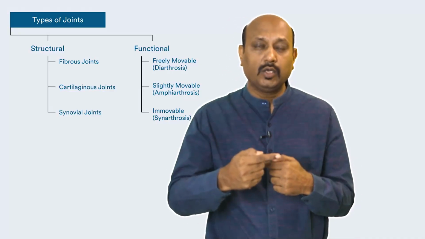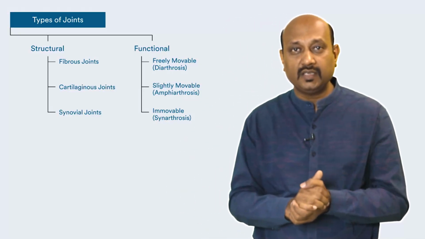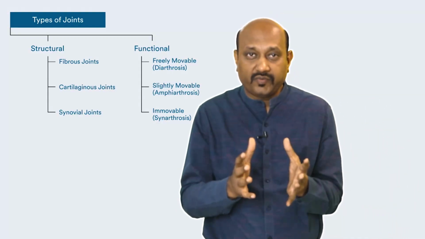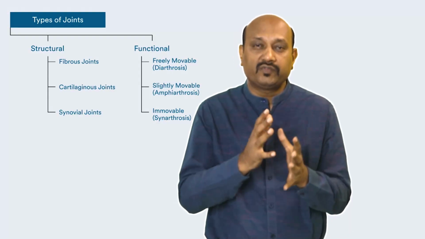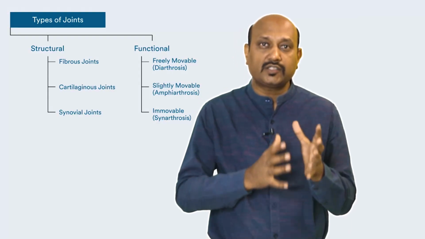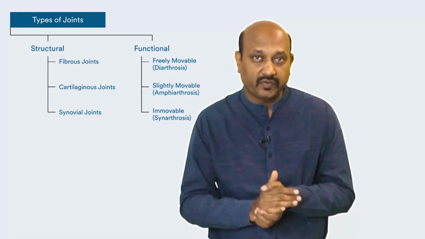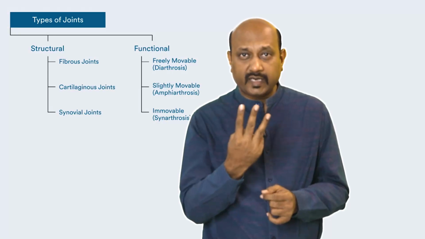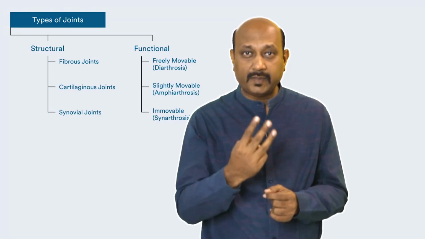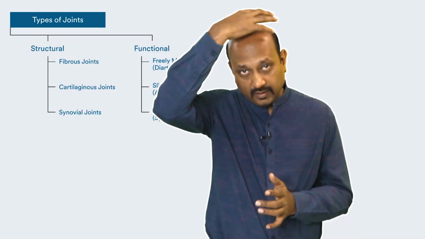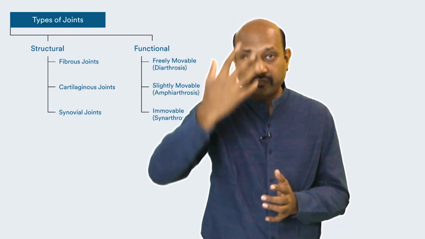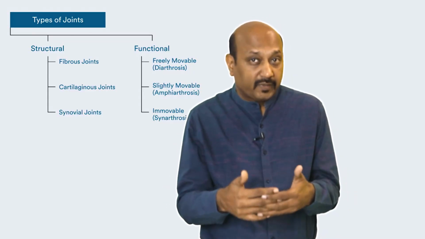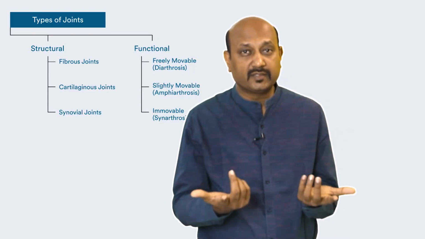Now let's go to the next classification, that is the structural classification, which is more important. The structural classification means on the basis of the shape and the structure of the joints. And in the structural classification, again we will have three types. The first type is the fibrous joint, like in our skull region. There is no movement, like synarthrosis. Fibrous joints include gomphosis, sutures and syndesmosis.